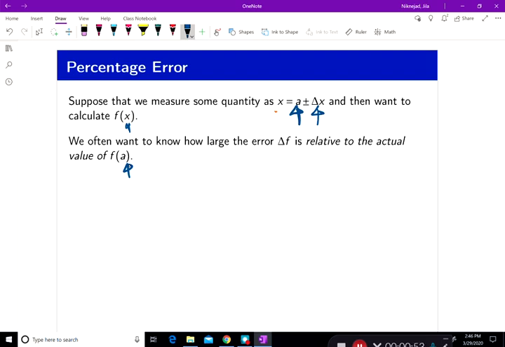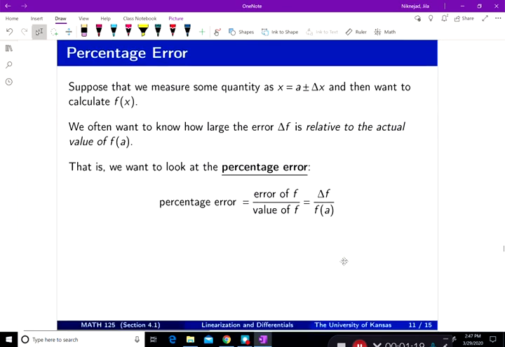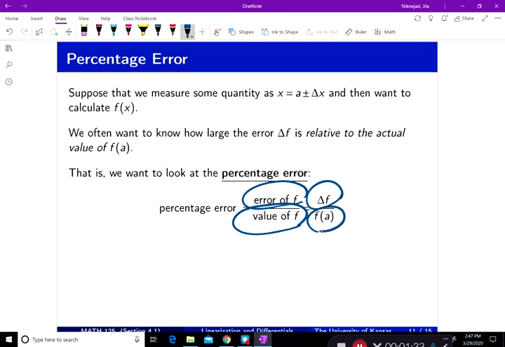Now, this dy, or delta y, could be big or small, but it really matters how they compare to the actual value of the function that we're getting. So the comparison, the relative error, is the important part of it. That's why the relative error comes in. So percentage error is equal to the error of f over the value of f at a. So it's delta f over f of a.